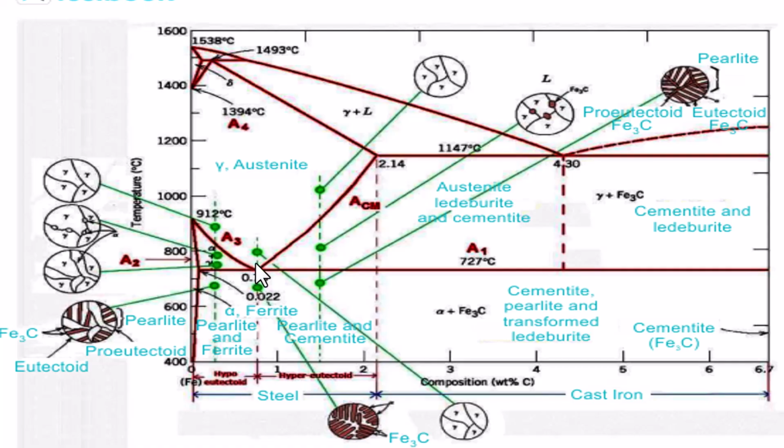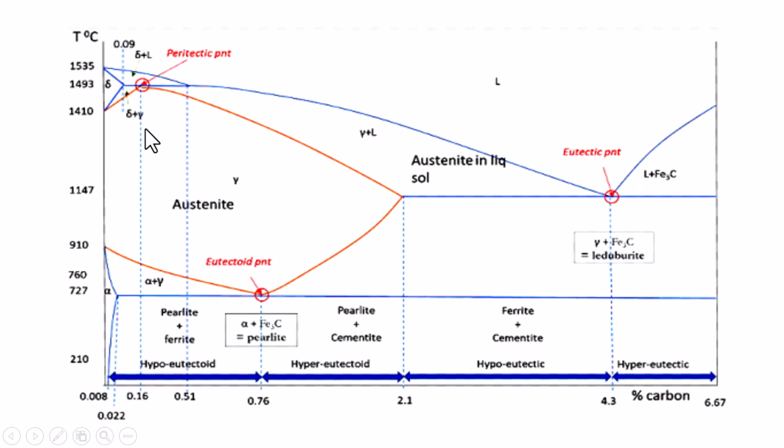This is actually the upper critical temperature line for hypoeutectoid steel, and this is the upper critical temperature line for hypereutectoid steel. Okay, just go through this. You only know this thing, I think. This is a simplified diagram, so you have to look in the textbook. Different points are easily understood, but there is no microstructure given in this figure.